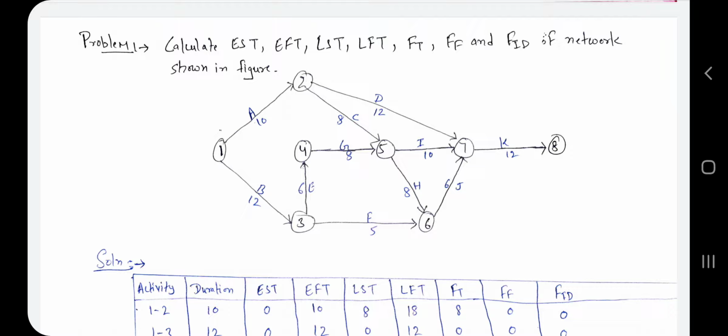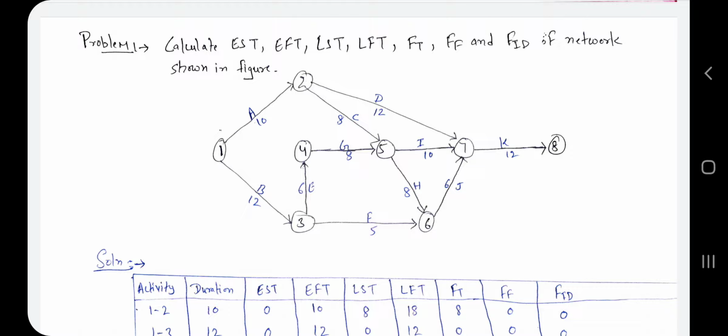In our previous lecture we studied the CPM system and the advantage of the AON system over the AOA system. Now our CPM theory part is over. Here we will see one problem based on the CPM theory part, and in this one problem we cover all the parts which we learned in the theory. So let's see. Calculate EST, EFT, LST, LFT.